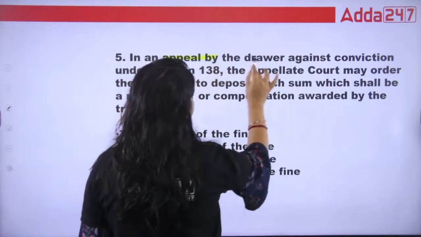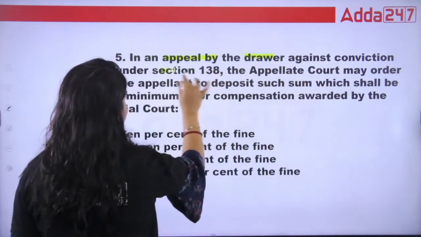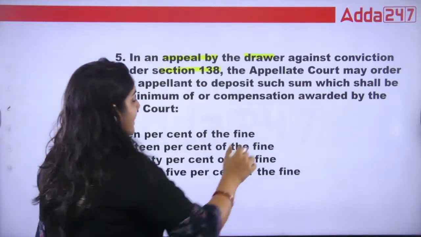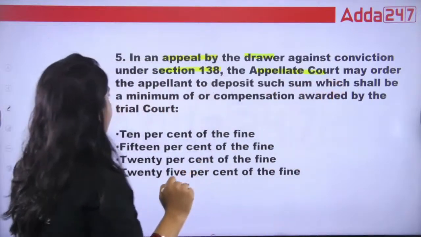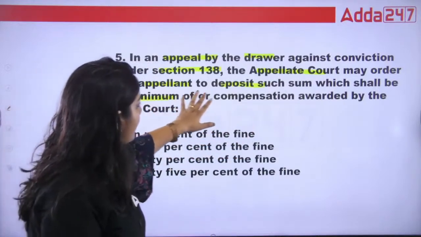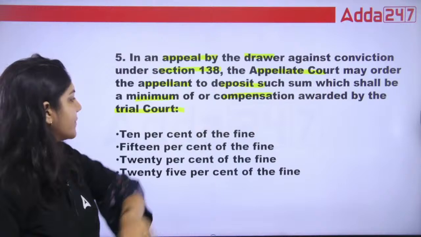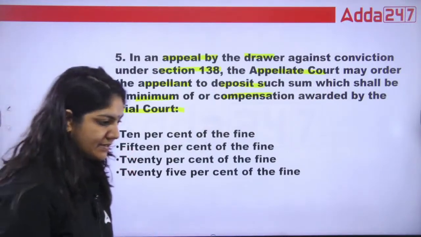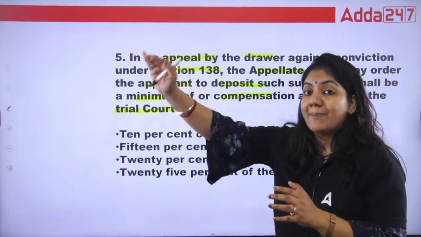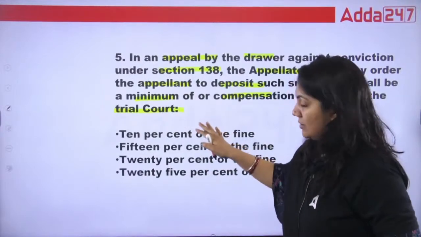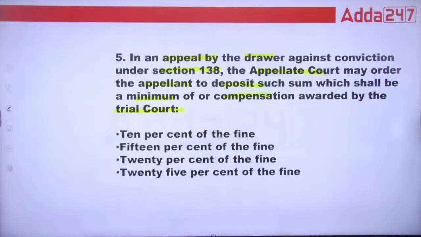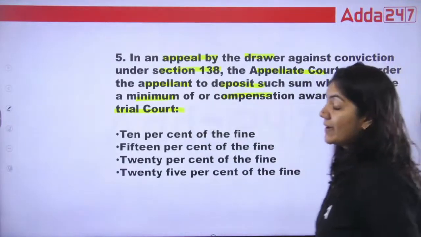In an appeal by drawer against the conviction under section 138. What is section 138? That is dishonor of check. The appellate court may order the appellant to deposit such sum which shall be minimum or compensation awarded by the trial court. It means, suppose the appellant wants to appeal in the appellate court, what amount does the appellant have to pay? 10% of the fine, 15% of the fine, 20% of the fine, 25% of the fine.